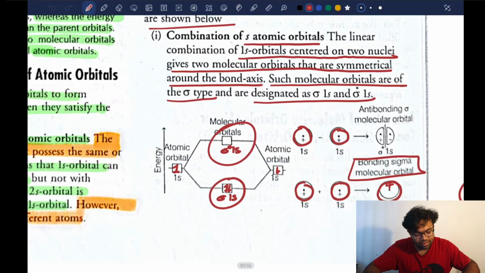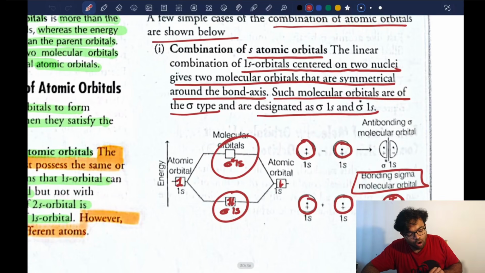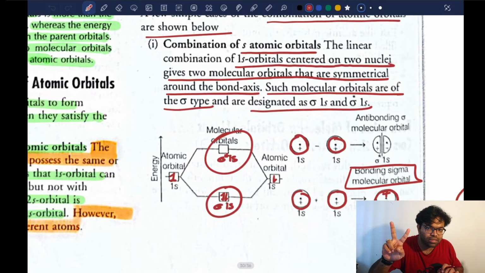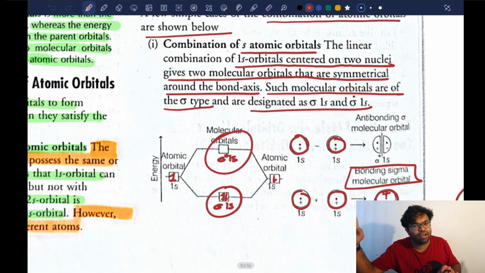Now, in this case, what is going to happen? The linear combination of the 1s orbital centered on two nuclei gives two molecular orbitals. Two atomic orbitals, when they come together, make two molecular orbitals. It's the same as the case of hybridization. Two orbitals give you two hybrid orbitals. Three orbitals give you three hybrid orbitals. Similarly, two atomic orbitals come together to produce two molecular orbitals.